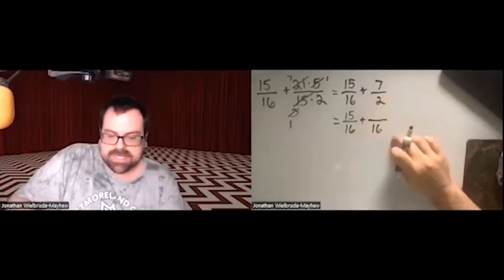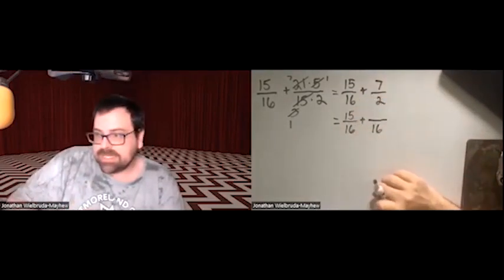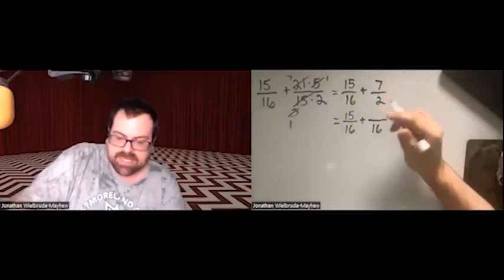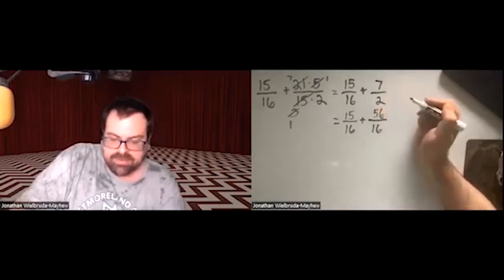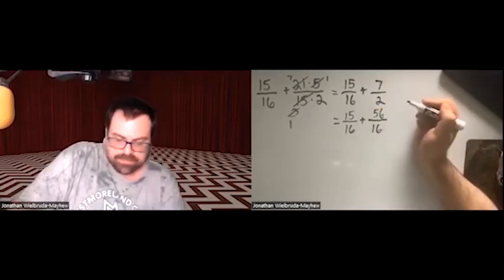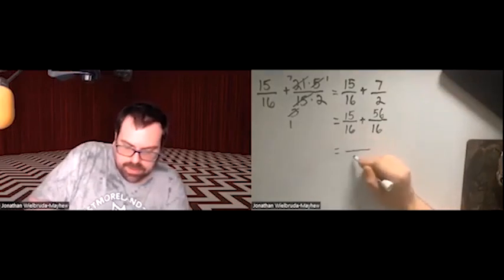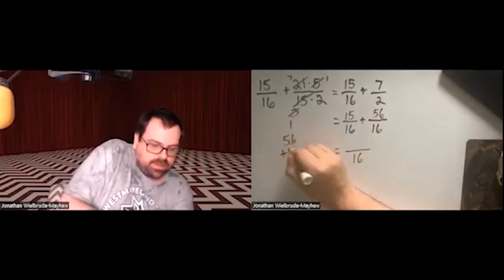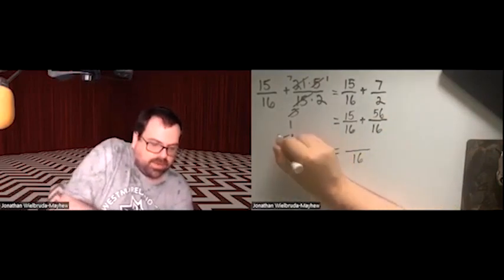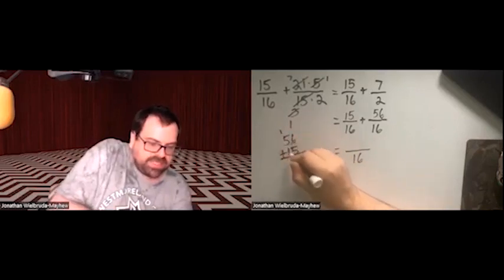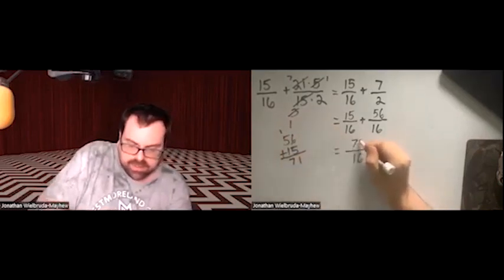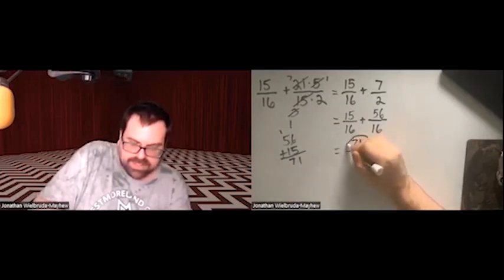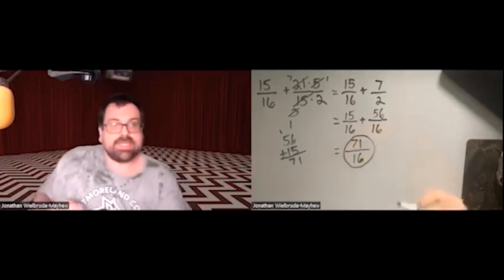Common denominator is going to be 16. That doesn't change the 15/16. 2 times 8 is 16, so we do 7 times 8 is 56. 56 plus 15. Carry the 1. 1 plus 5 is 6, plus 1 is 7. We get an answer of 71/16.